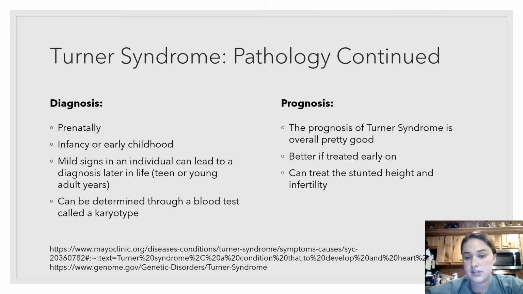The prognosis of Turner syndrome is overall pretty good because if it's treated early on, the individual will more likely have a normal menstruation, and this would cause less infertility problems. Also, the prognosis can treat the stunted height and infertility.